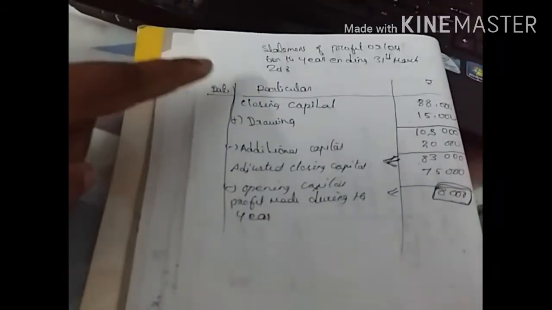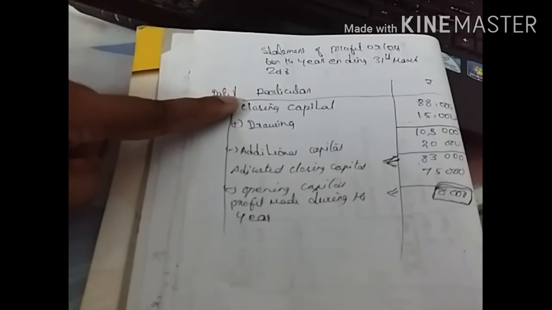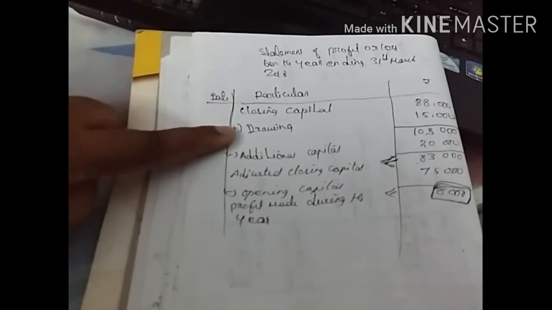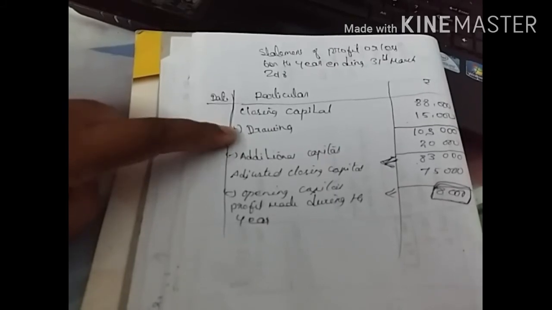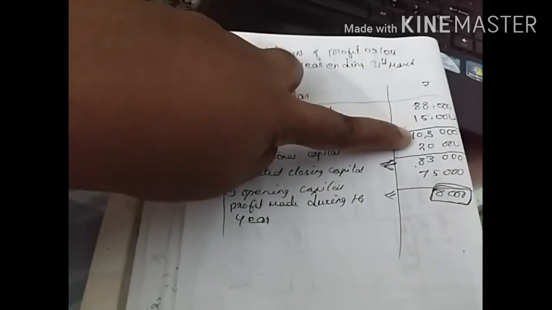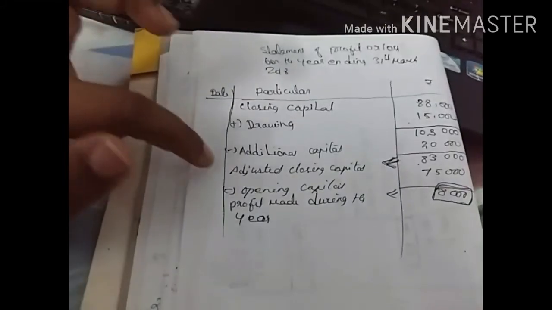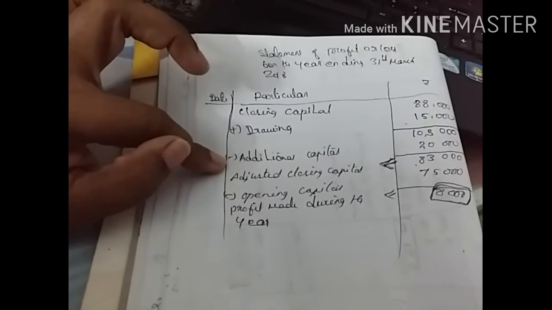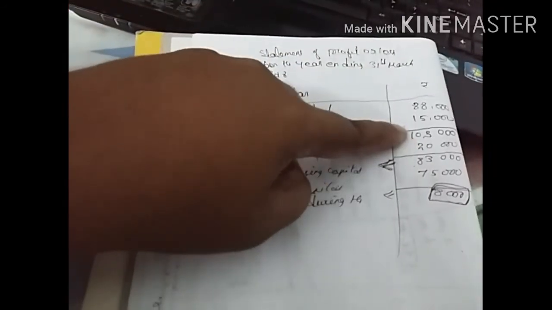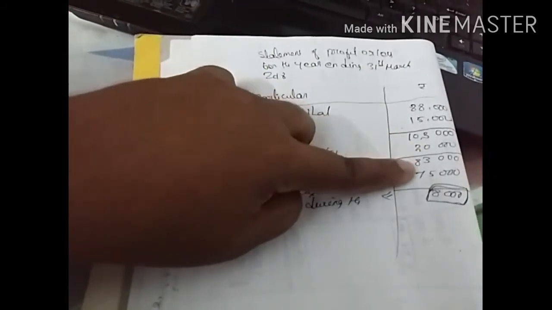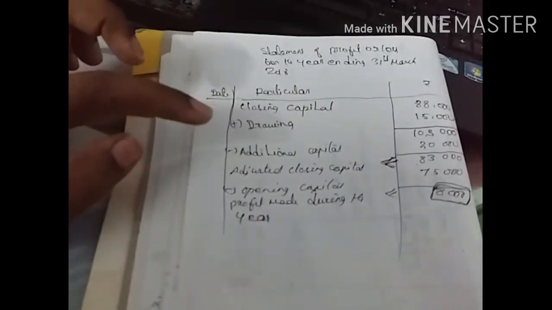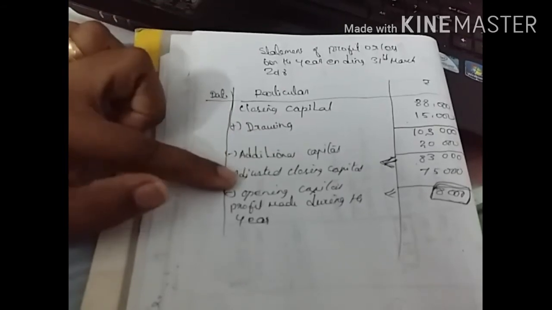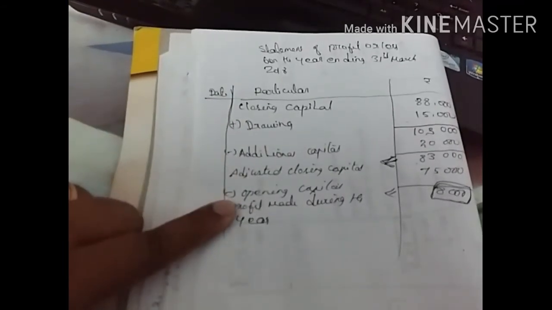Children, statement of profit. So closing capital 88,000. Drawings, we have to add the drawings also, which are given in your problem. So 88,000 plus 15,000 we get 1,03,000. From the 1,03,000 I have to minus the additional capital, which is given as 20,000. So 1,03,000 minus 20,000 I get 83,000. That 83,000 is called the adjusted closing capital. From the adjusted closing capital you have to minus the opening capital.